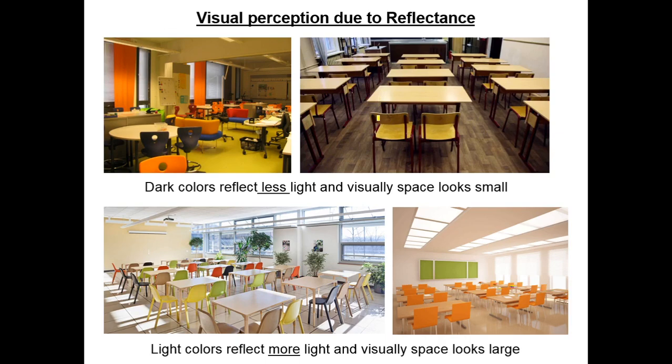The perception may vary, but according to visual perception it looks a little smaller. Here again, in another classroom, a typical classroom with darker floors and darker furniture, it looks a little smaller because of the light reflectance and absorptance. In the second picture, there are more light colors. There's a lot of glass used, and there's a little bit of light shelf also. These light shelves are reflecting a lot of daylight, which is giving you a lot of light here. So the light colors reflect more light, and visually the space looks larger.